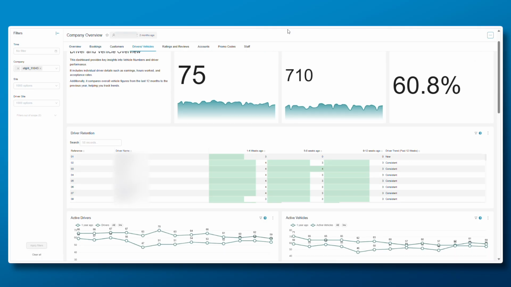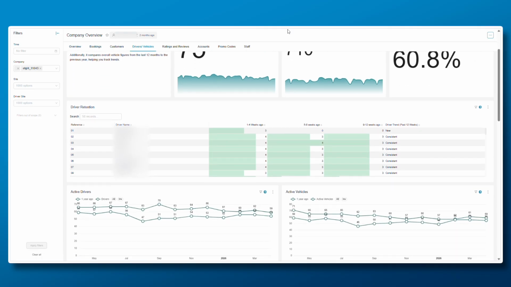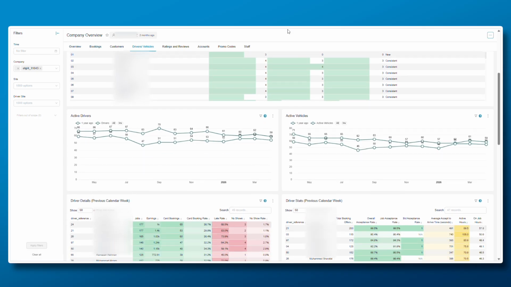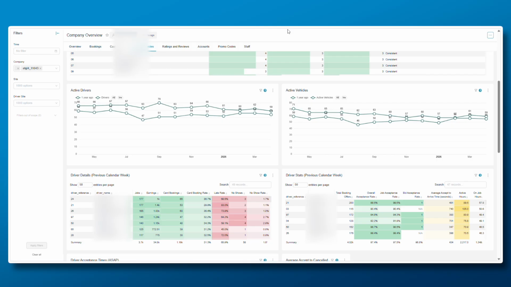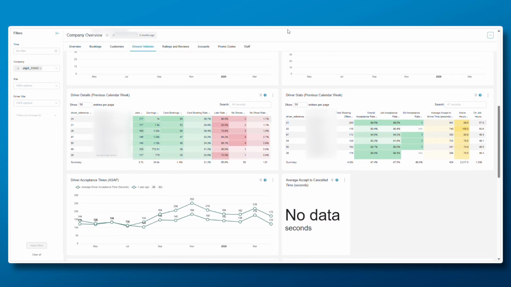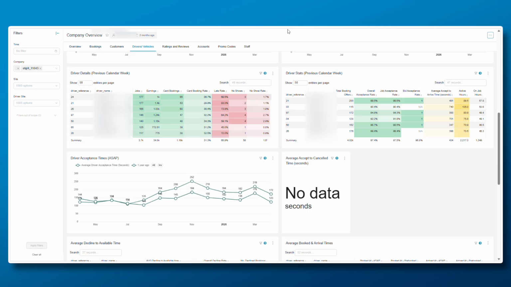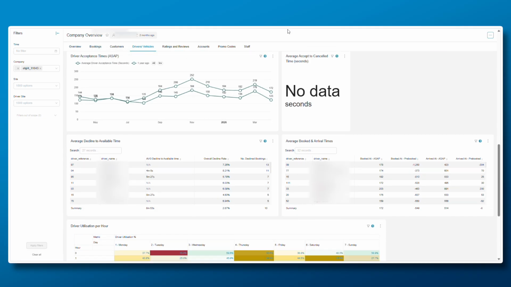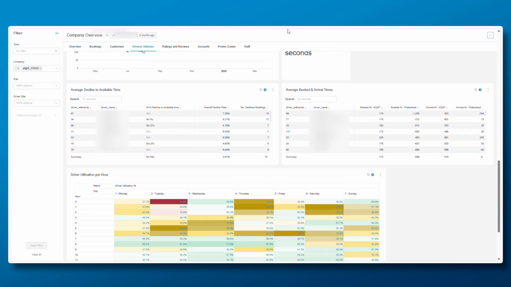The drivers and vehicles dashboard is all about understanding your supply side. It gives you detailed insights into driver performance, including earnings, hours worked and acceptance rates, so you can see exactly how your drivers are contributing to your business. Alongside that, you can compare overall vehicle activity across the last 12 months versus the previous year. This helps you make more informed decisions around coverage, ensuring you've got the right number of drivers available at the right times to meet demand efficiently.